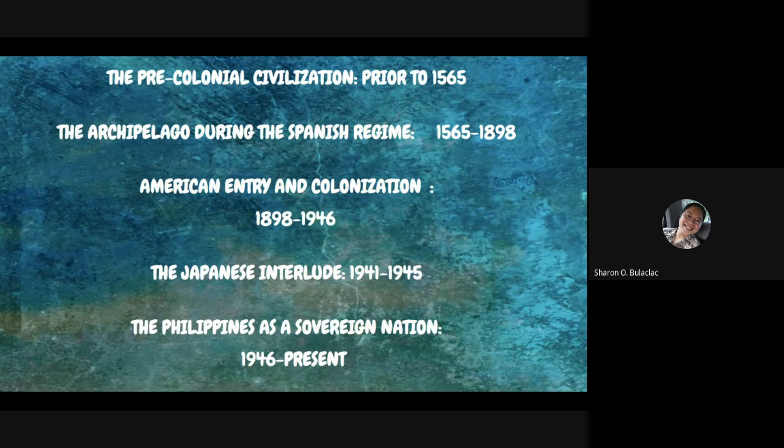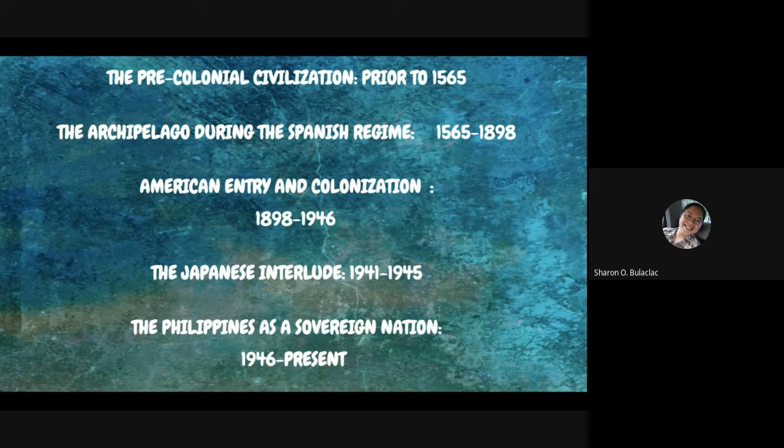Then 1565 to 1898, you have the archipelago or the Philippines during the Spanish regime. So that's 333 years. Then American entry and colonization, 1898 to 1946. But there's an interlude when the Japanese arrive in 1941 to 1945. Then we have the Philippines as a sovereign nation, 1946 up to the present. So we'll try to discuss later why you have 1946. So this is the traditional time frame that you will see on most of the Philippine history textbooks.